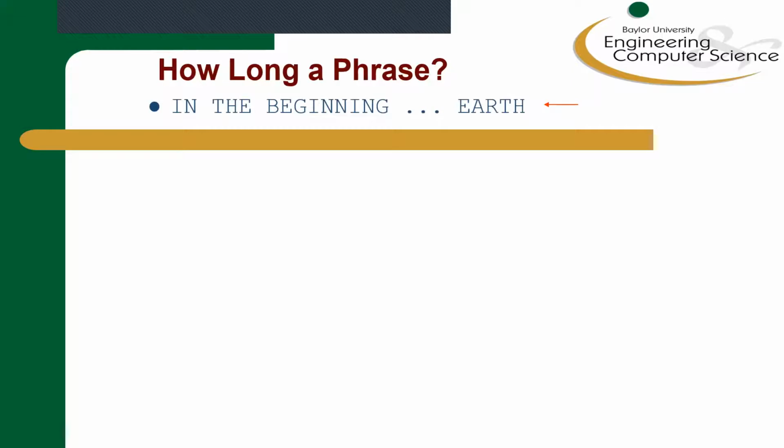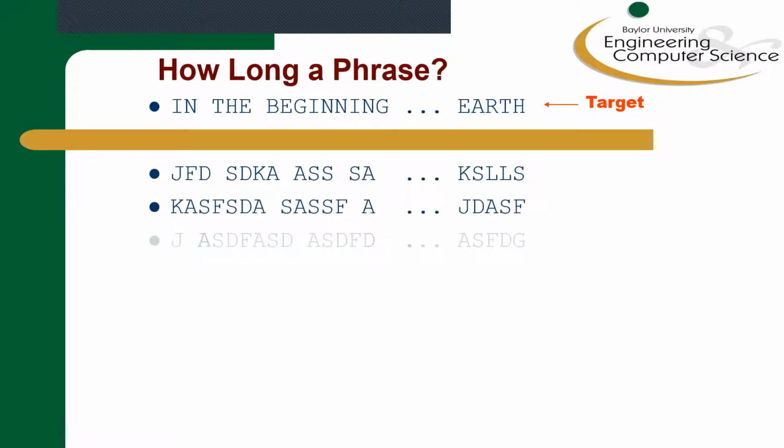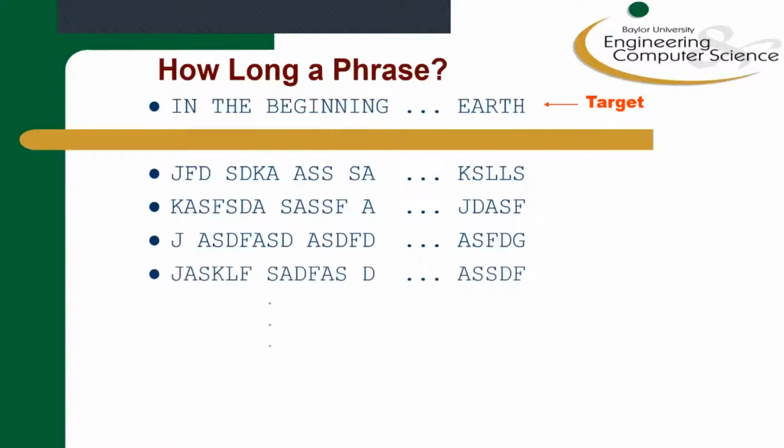First thing we do is define our target. So let's say, in the beginning, God created the heaven and the earth. Okay, Genesis 1:1. That's the phrase that we would like to generate. So the first thing we do is we guess a bunch of letters and we generate the following phrases. In each case, we look at the phrases and ask, is this it? No. Is this it? No. Eventually, there is a finite probability. It is possible that in the beginning, God created the heaven and the earth would eventually pop up.